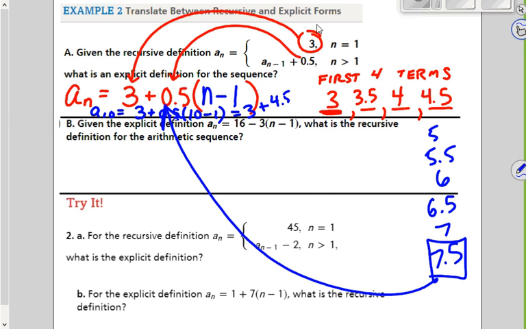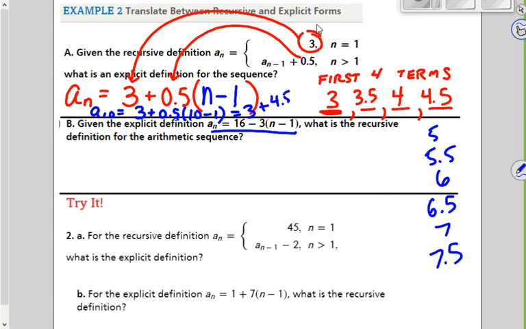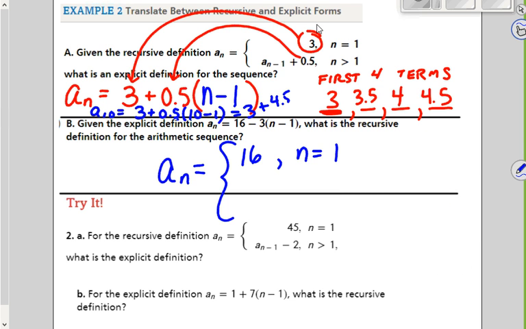Part B. Given the explicit formula, can you go backwards and find the recursive? I think I can do that. Let's go ahead and write the a sub n with the brace. This tells me what I start with. So you start there as long as the n is only 1. If I'm on term number 1, I start with 16. That's where it begins. And then I subtract 3, so 16, 13, 10, 7, 4, etc. This could go on forever, subtracting 3.